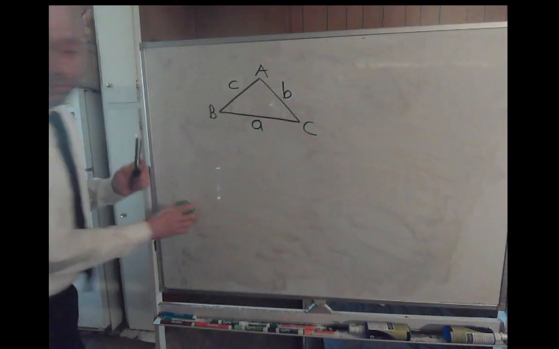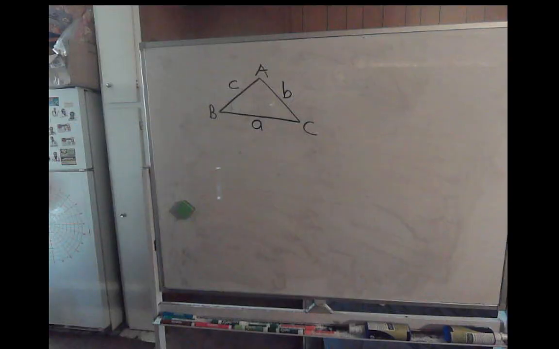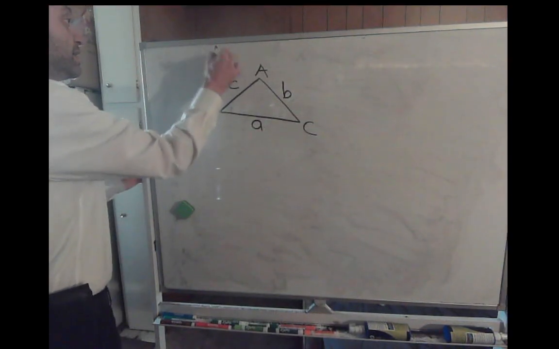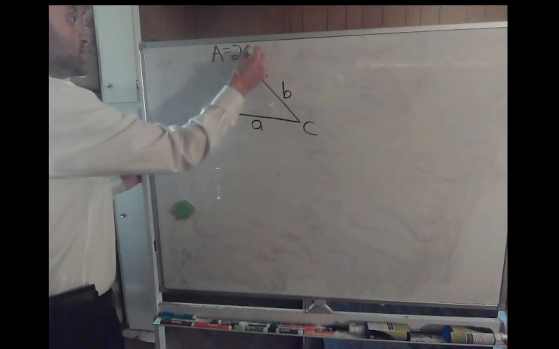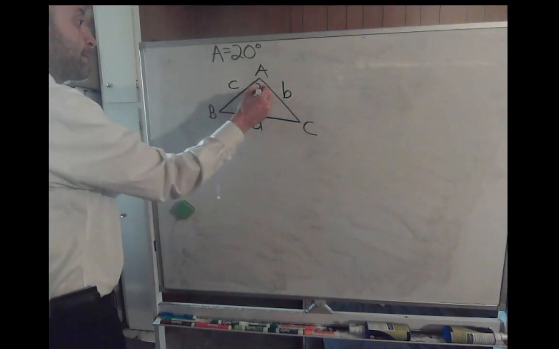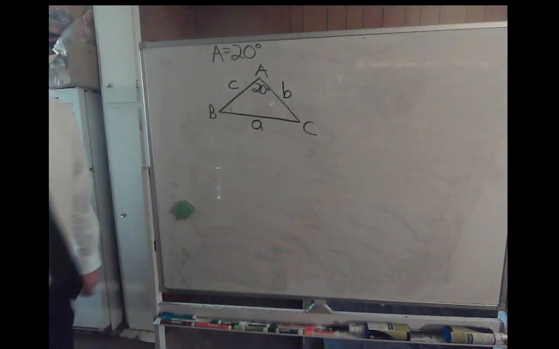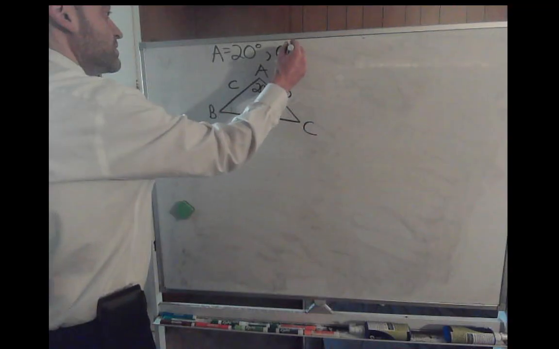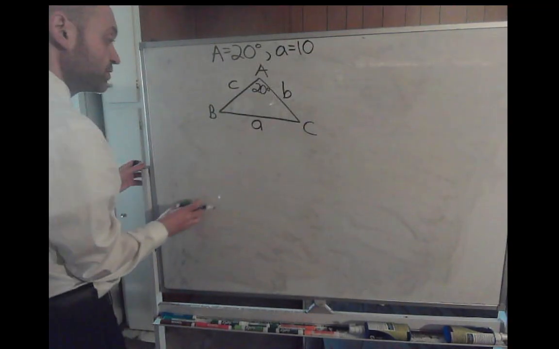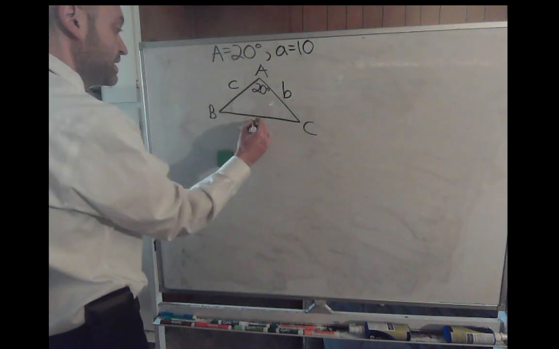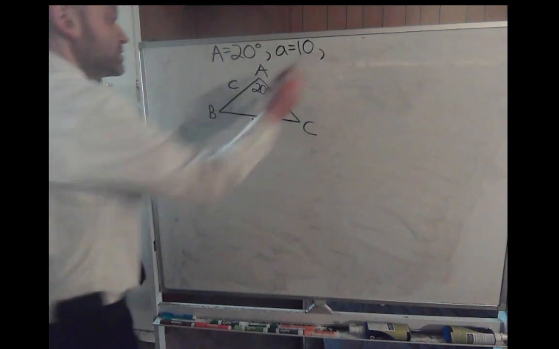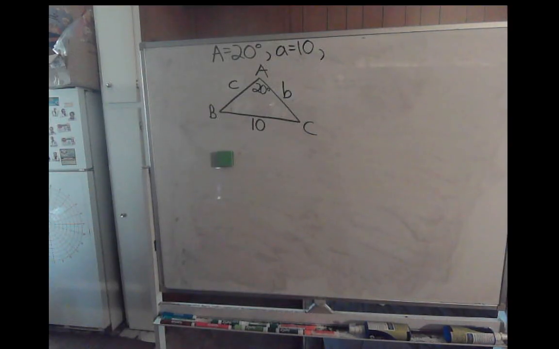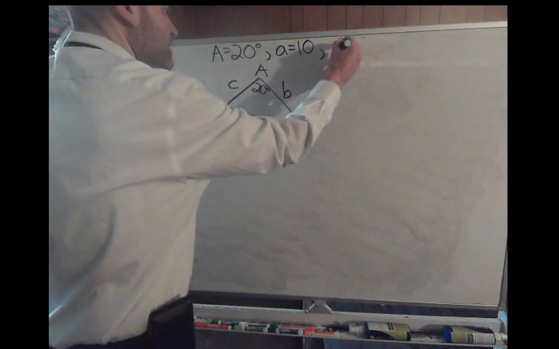Alright, what do we got next? So we have angle A is 20 degrees. Then we have side A has a length of 10. So let's fill that in for side A. That has a length of 10. What else do we know? Side C has a length of 11.